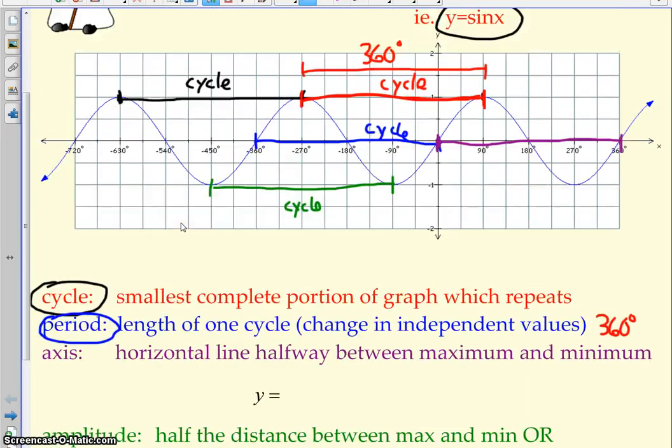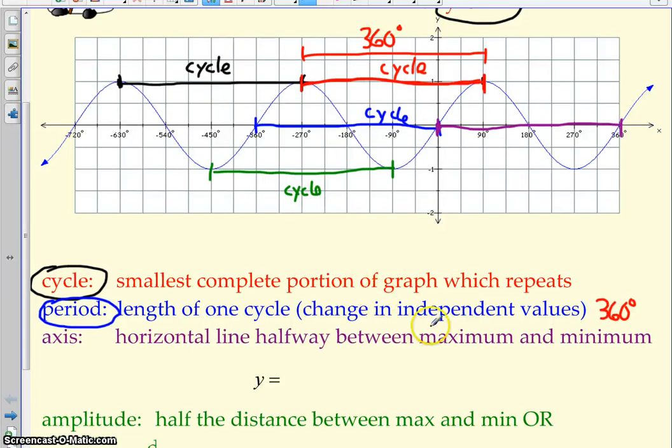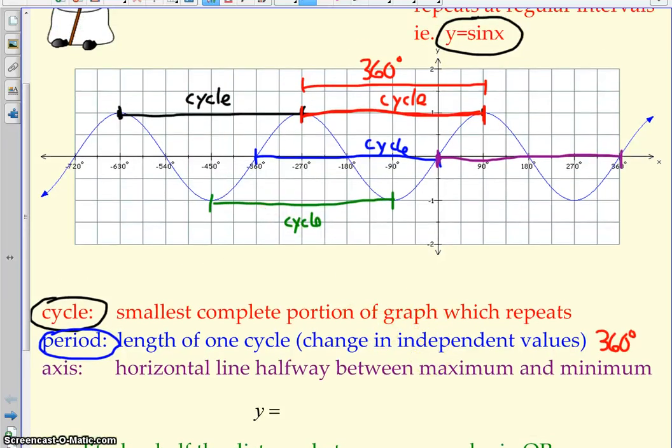The next thing we have is an axis. So when we looked at parabolas, we talked about the idea of an axis of symmetry being a vertical line that cuts the parabola in half. Well, with a periodic function, what you have is a horizontal axis that's going to go halfway between the highest and lowest values on the graph. So let me just clean up this graph here.